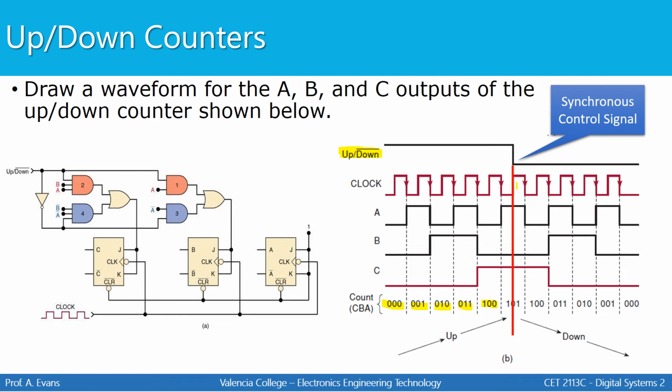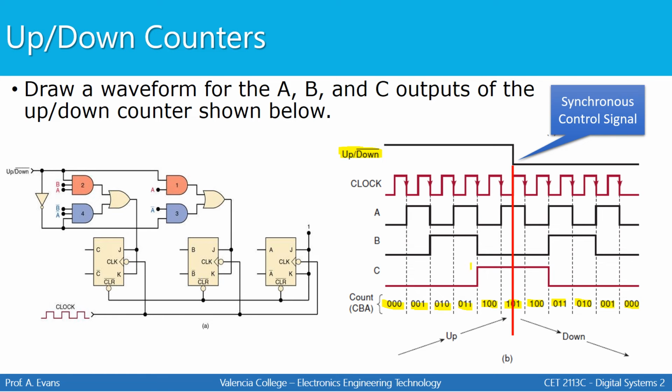So what we're going to see is that after up/down is switched from high to low, it's going to stay where it is right now until the next clock signal. On the next clock signal, it begins to count down. So 4, 3, 2, 1, and 0.